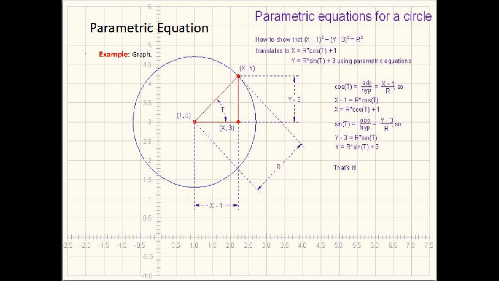Sine of theta is equal to opposite over hypotenuse, which is equal to y minus 3 over r. We multiply r to both sides, and that gives us y minus 3 is equal to r sine of theta. And we add 3 to both sides, and that gives us y is equal to r sine of theta plus 3. So the parametric equation for this circle is x is equal to r cosine theta plus 1, and y is equal to r sine theta plus 3.